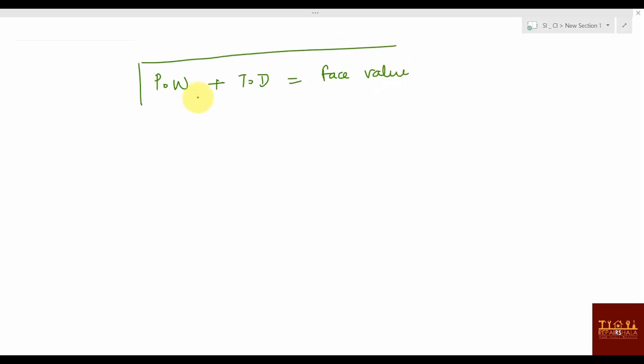Some more important things: present worth plus true discount will be your face value. Present worth and true discount, and this true discount is always calculated on present worth. These are some of the things you have to remember. Once you understand the flow, questions will be easy for you.